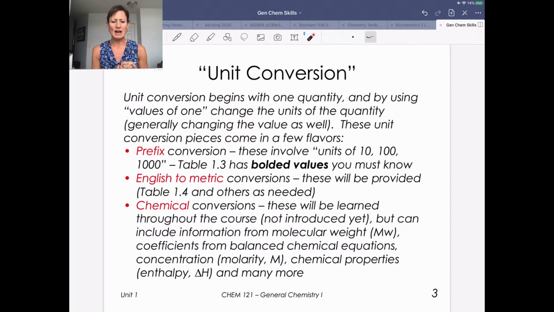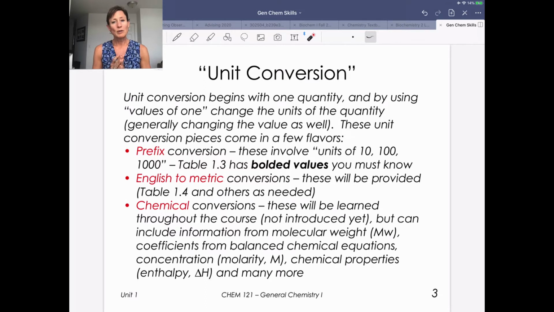So the first set that I'm going to highlight are what we call prefix conversions. So these involve units of usually base 10, 100, 1000. These are our metric conversions. So on the next slide, I'm going to show you a table of these values. And again, the bolded ones are going to be the ones that you need to know. The next set of unit conversions we'll talk about are English to metric conversions. These are kind of converting between some things that are unique, not usually based on a factor of 10. These tend to be ones that I will provide for you. They're not ones that you need to know.